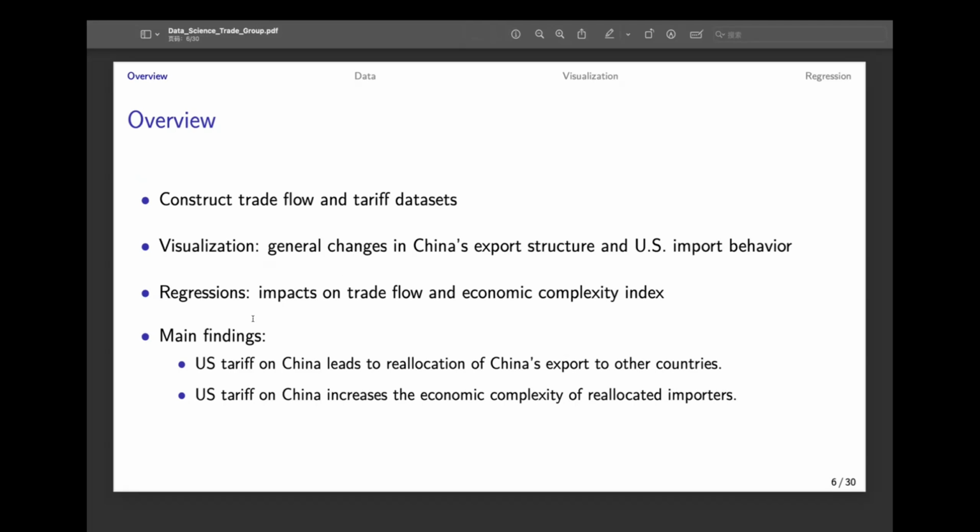And we do two groups of regressions. One is about the trade flow and another is about the economic complexity index. There are two main findings. The first is that after the US-China trade war, China's export was reallocated to other countries. And also, this tariff increase benefits some other countries because their economic complexity increased, which indicates some kind of knowledge diffusion and technology spillover effect.